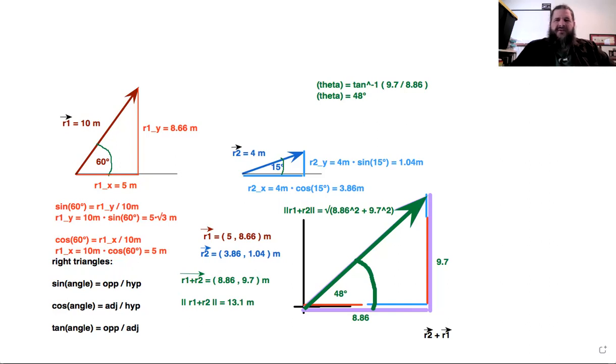So just a whole bunch of vectors to split into XY components, a whole bunch more vectors that are already in XY components to put back into magnitude and direction, and some basic vector addition stuff as well. So give that a try. Feel free to bring that into office hours if you need any help with it, and I will see you next time.